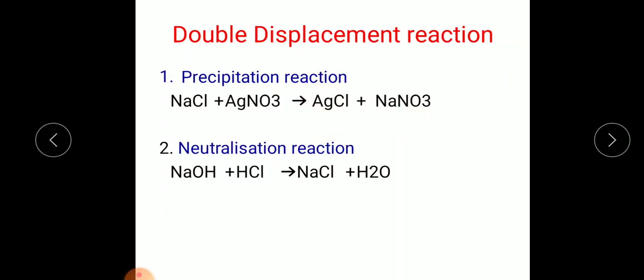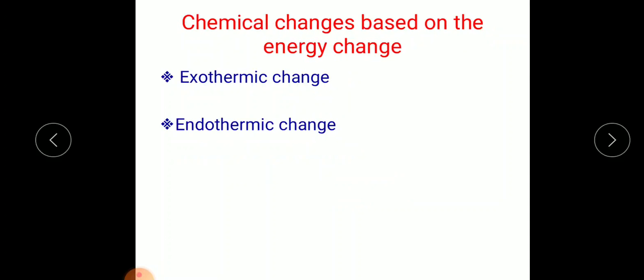And the second type of double displacement reaction is neutralization reaction. Neutralization reaction means when a base reacts with an acid, a salt and water are produced, that we call a neutralization reaction. So as base we have taken sodium hydroxide and as acid hydrochloric acid, so it reacts to give you sodium chloride and water. So these are the types of double decomposition reaction.